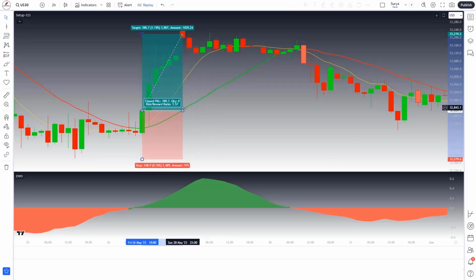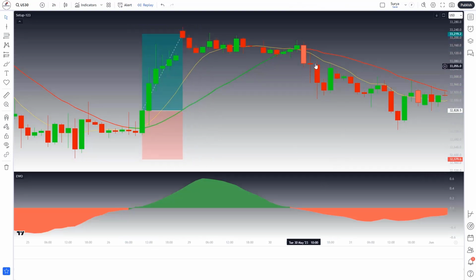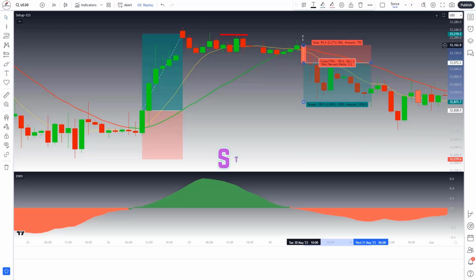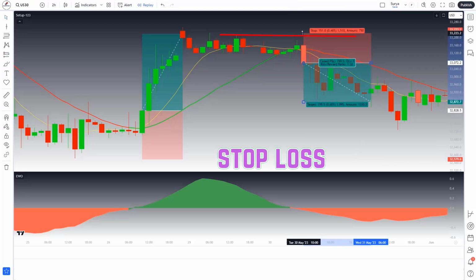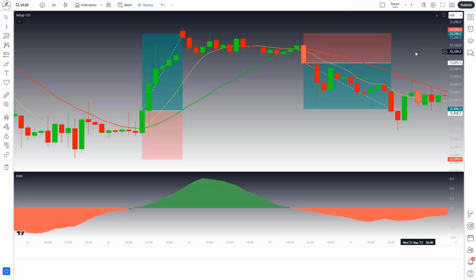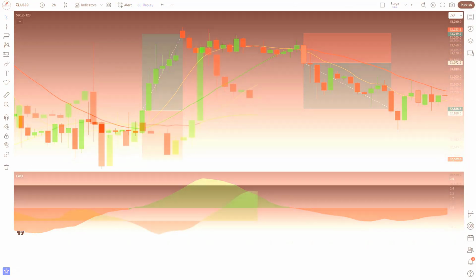Similarly, if we look at the trade further, both the lines of the Setup 123 Scalper Indicator cross each other, and the plot line becomes red, and the market forms a bearish candle. And if we look at the Elliott Wave Oscillator indicator, it has created a red area. So we will take a sell trade, and we will keep the stop loss at the previous high of the market. I hope you have understood this example of the strategy.